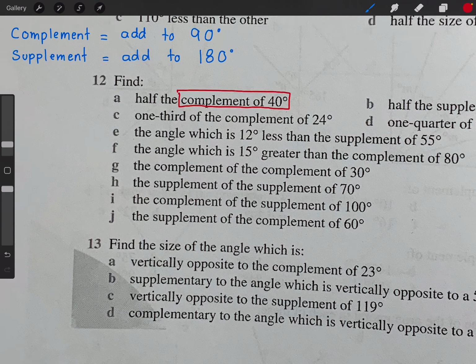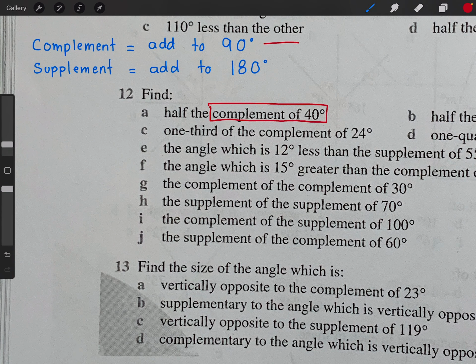Complement, now remember complement means that two angles add up to 90 degrees. So the complement of 40 degrees is what it's asking: what angle adds with 40 degrees to give me 90 degrees. So 90 minus 40 and that gives us 50. So the complement of 40 is just 50 degrees. And then the first part says half of this 50 and that gives us 25 degrees.